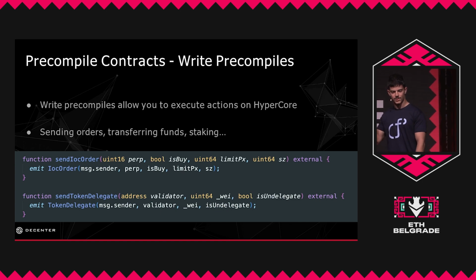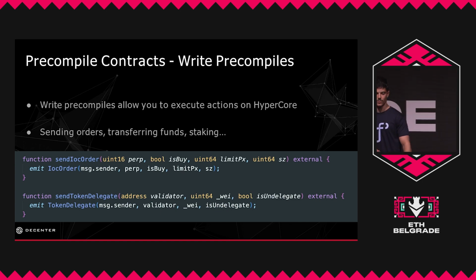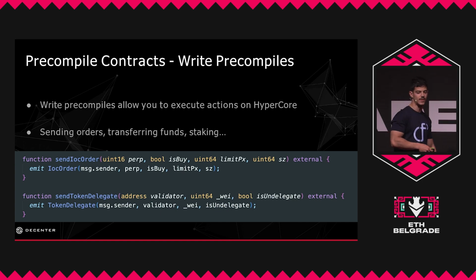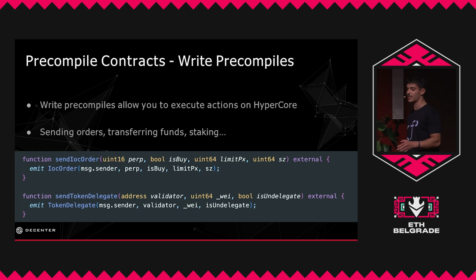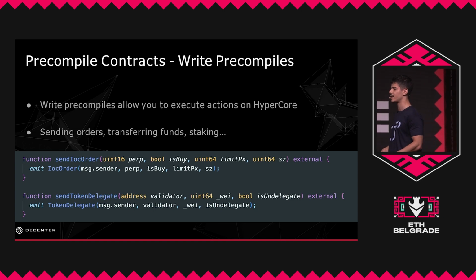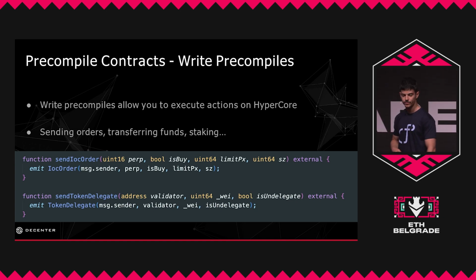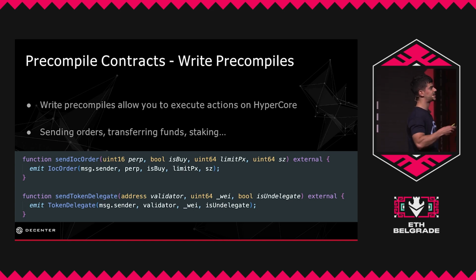The other system of precompiled contracts are the write precompiles. The write precompiles allow you to execute actions on Hypercore. I didn't mention it, but read precompiles are currently live on mainnet, and the write precompiles are still in the testnet phase. But the write precompiles are the most anticipated because they will allow you to execute actions on Hypercore from Hyper-EVM. This could be sending orders to the order book, transferring funds from one L1 account to another, delegating stake to validators in the Hyper-BFT consensus mechanism, and so on.